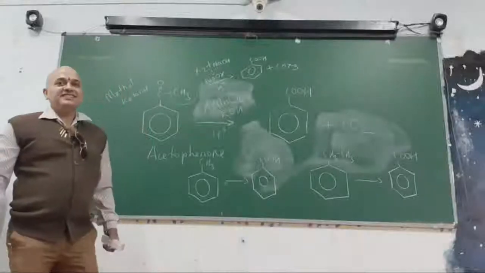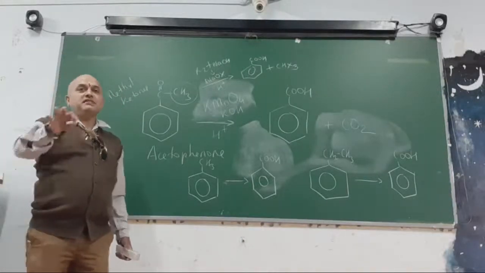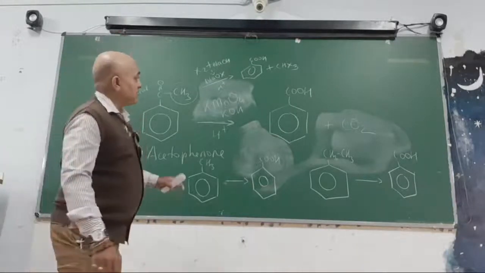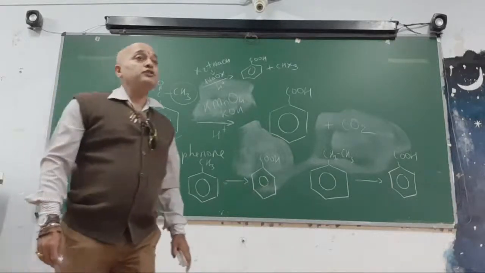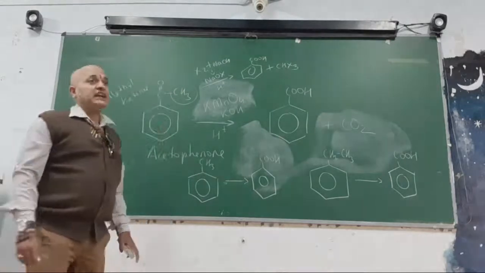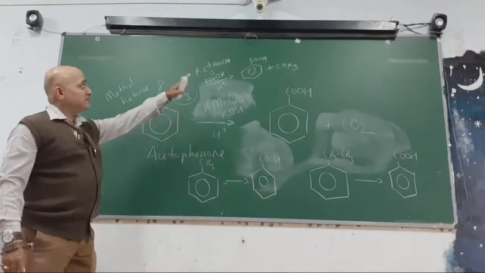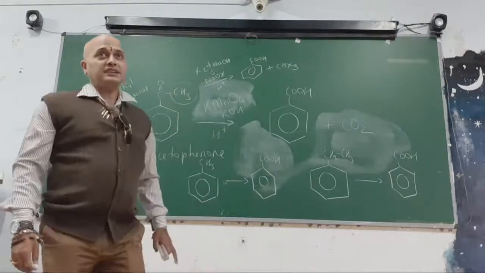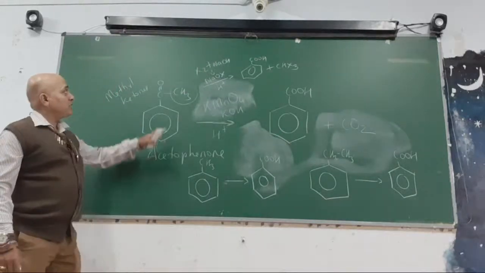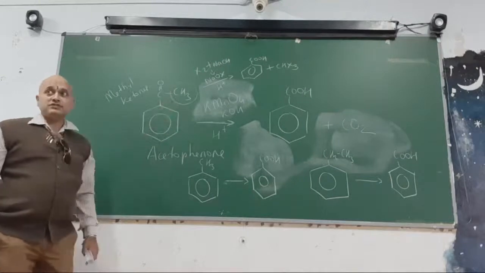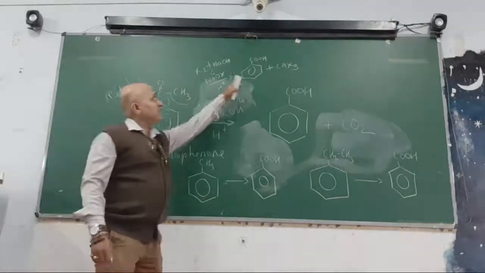Okay. As we have discussed, anyway, it will be recorded, therefore once again I will tell. When we are talking about conversion of acetophenone to benzoic acid, it can be done in two ways. One is by the haloform reaction, that is haloform formation, because we are talking about methyl ketones, right? So that is one reaction.